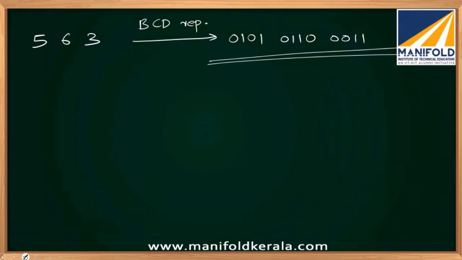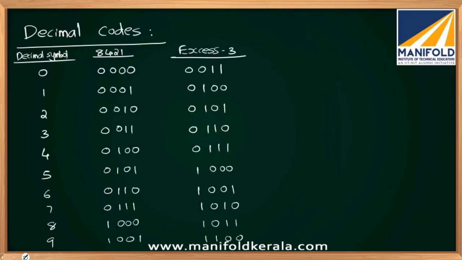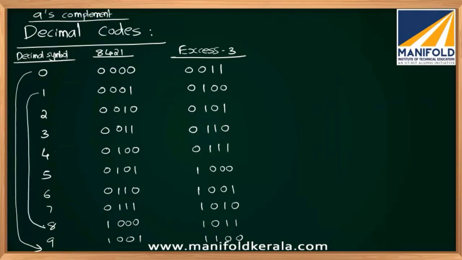So remember this particular scheme, BCD representation. And XS3 also is a very popular scheme. There is a very distinguishing feature which makes it very popular, and that particular feature is this one. Earlier I told you about the ninth complement. Now, what is the ninth complement of zero? It is 9. What is the ninth complement of 1? 8. What is the ninth complement of 2? 7. And similarly, you can find the ninth complement of 3, 6, and so on.